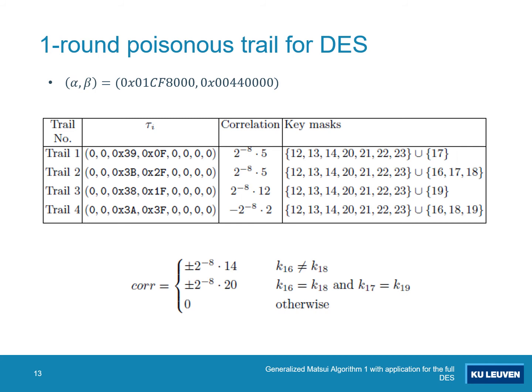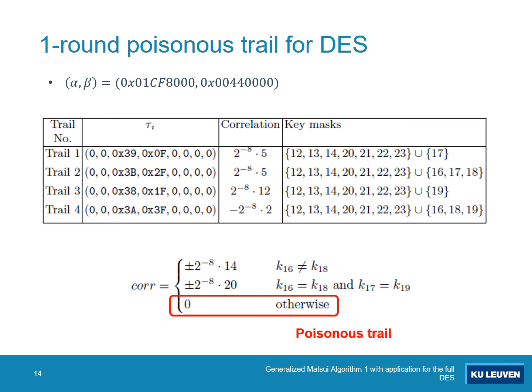round key bits are actually involved in the computation of the correlation. Note that the correlation of the 1-round hull might take 3 different values, depending on some key bits constraints. We consider a key-dependent linear approximation that might have correlation 0 to be a poisonous trail or a poisonous round.